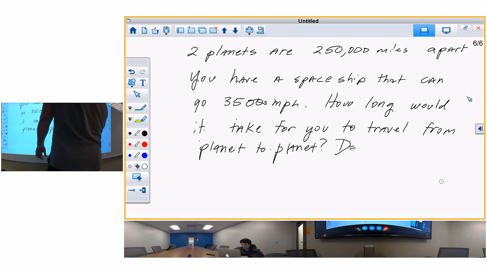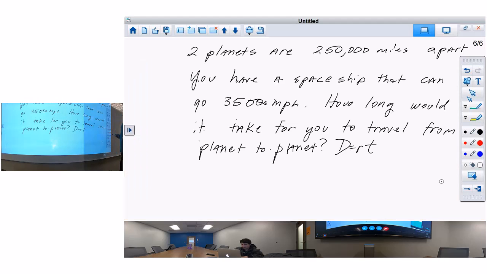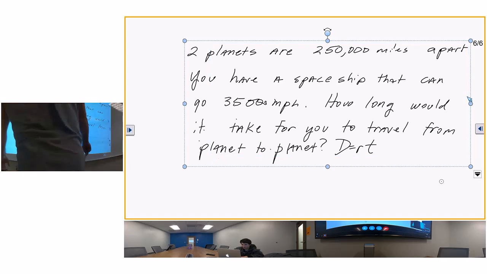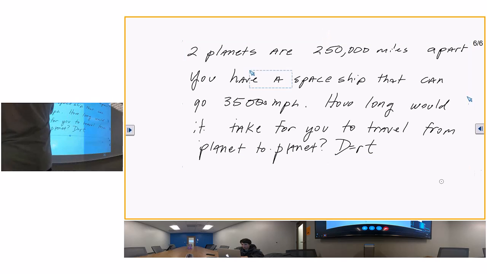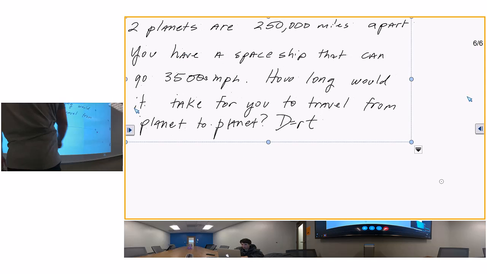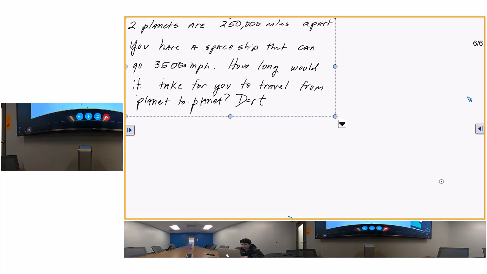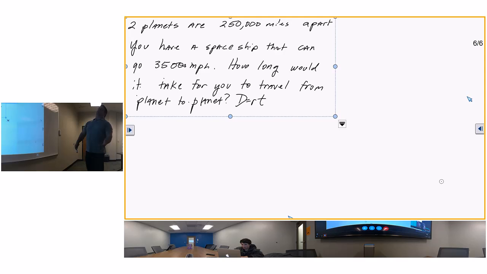Distance equals rate times time. I'll even give you the formula. So, two planets are 250 million miles apart. You have a spaceship that can go 3,500 miles per hour. How long would it take you to travel from planet to planet?